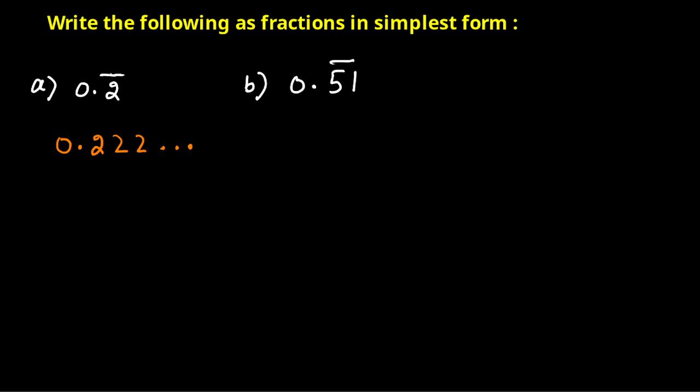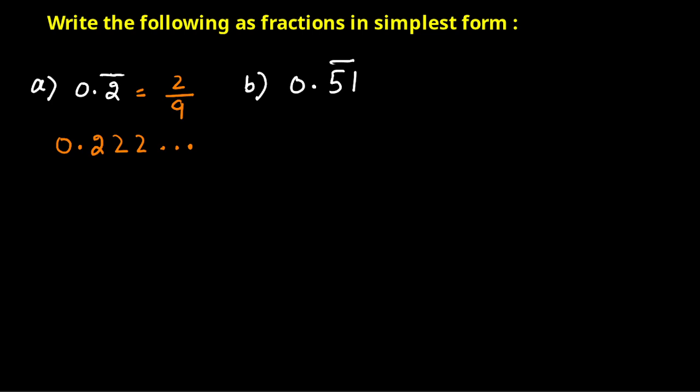One way is a shortcut: take the digits which are repeating and write those. For example, here 2 is repeating, so you write 2. Then, how many numbers are repeating? One number is repeating, that is 2, so you write it as 2 over 9. So this is the answer.